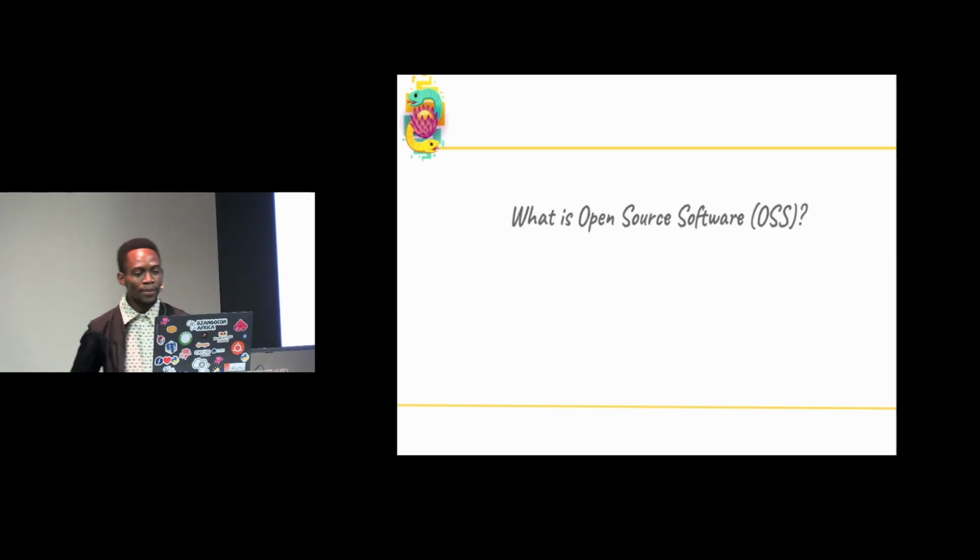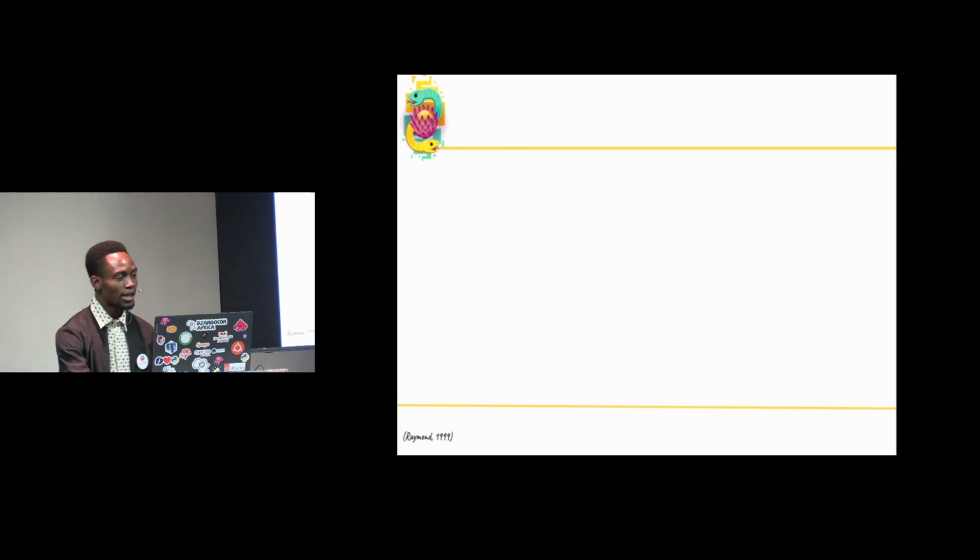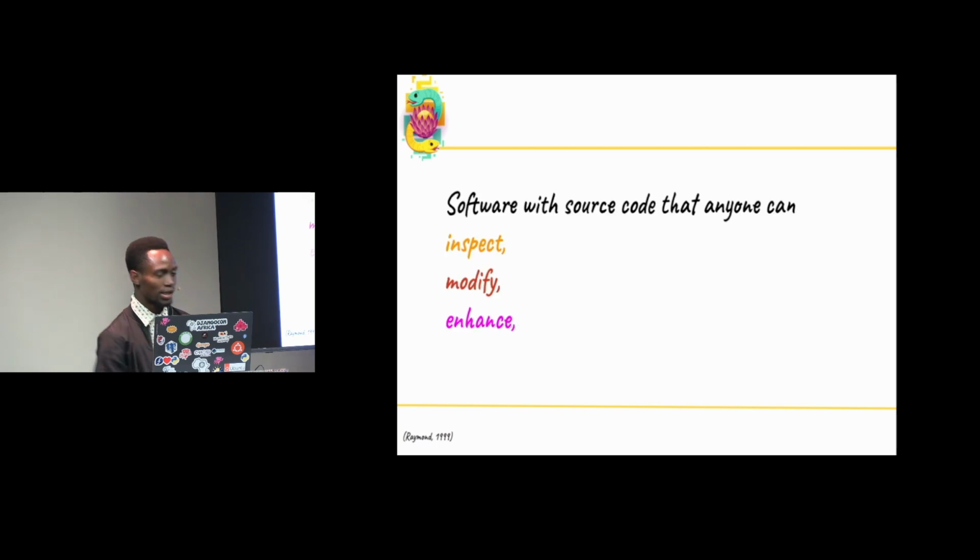Okay, what is open source software? I'm sure everybody in the room knows what open source software actually means. But in a conventional classroom, if you have to tell the learners what open source software is, according to Raymond, this is how we define open source software. You can tell the learners, for instance, that you are able to inspect the software, modify it, and enhance it as well.